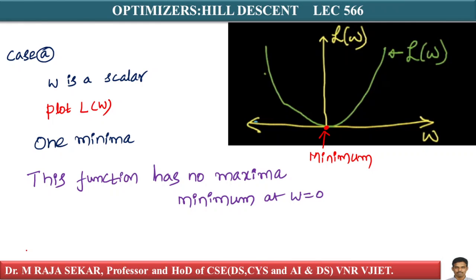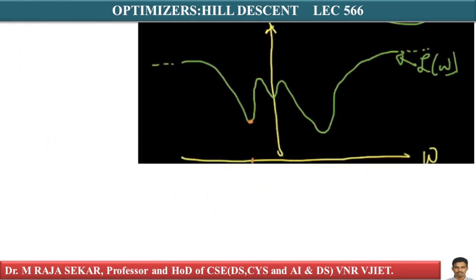Now let's take a slightly different example. Imagine my W is on the x-axis and my L of W is on the y-axis. Let's assume it looks like this.